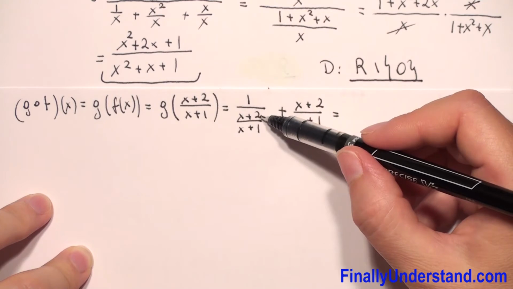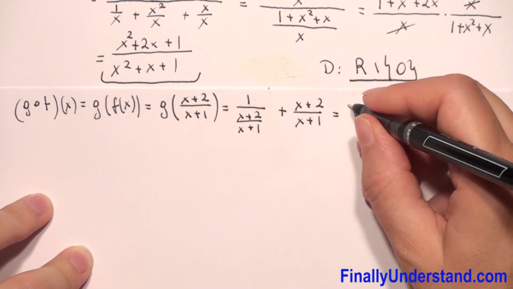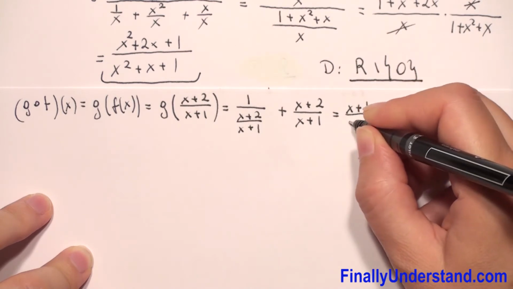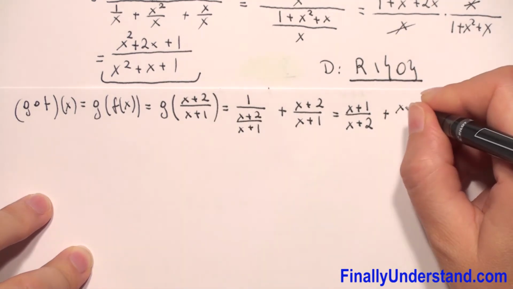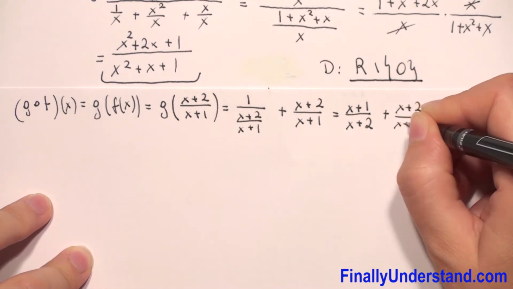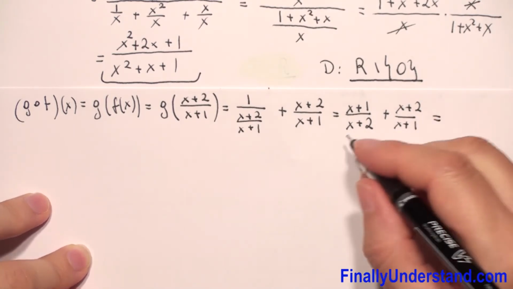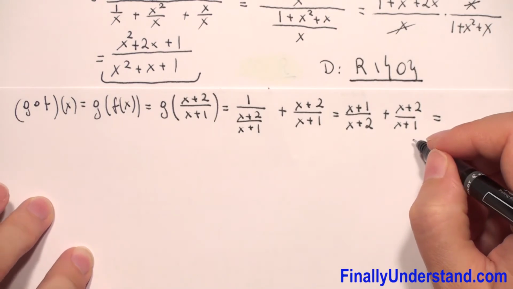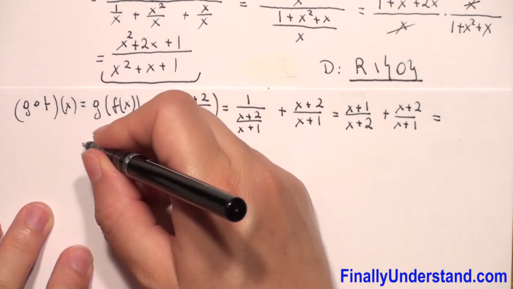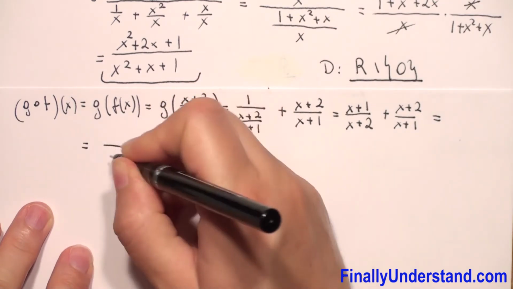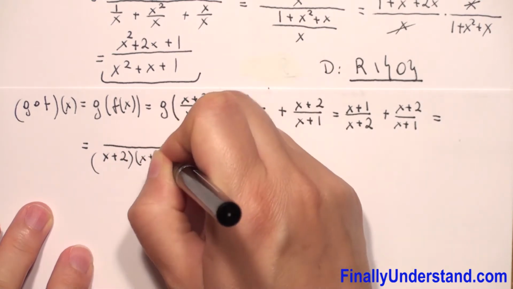Because we have division, I have to flip this expression. So it will be x plus 1 over x plus 2 plus x plus 2 over x plus 1. This is equal. To add these two expressions, I have to have a common denominator. The common denominator will be x plus 2 times x plus 1. So we have in the denominator x plus 2 times x plus 1.